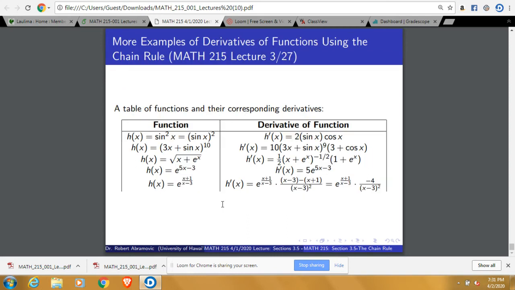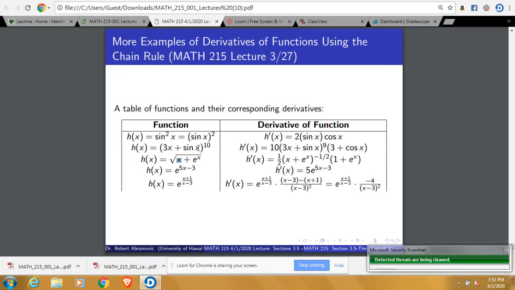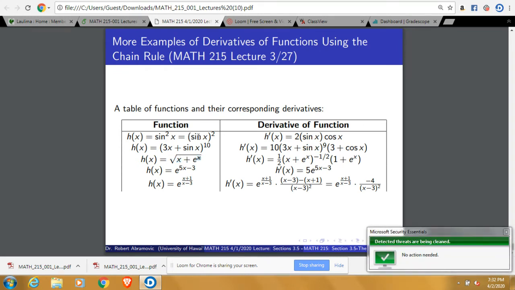Okay, and then here's a table of some more functions. You might see this comment. It's important that sine squared x does not mean sine of x squared. It means sine x in parentheses squared. Derivative of this is 2 sine x times cosine x. Derivative of 3x plus sine x to the 10th: 10 comes down. 10 times parentheses 3x plus sine x to the 9th, times 3 plus cosine x. That's the derivative of the inside function. Here, the first three are using the outside function as a power function, something raised to a constant power.